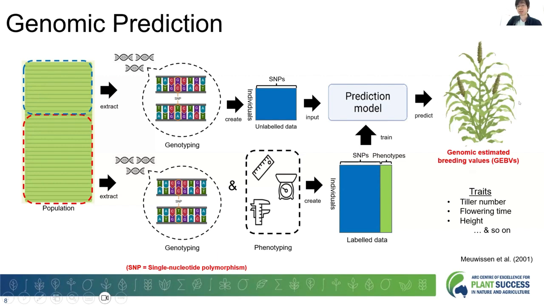target individuals here. This prediction value is called the genomic estimated breeding values, GEBVs. And for the target trait, we have different targets like tiller number, flowering time, height, and so on. So this is a very simple flow of gene prediction.